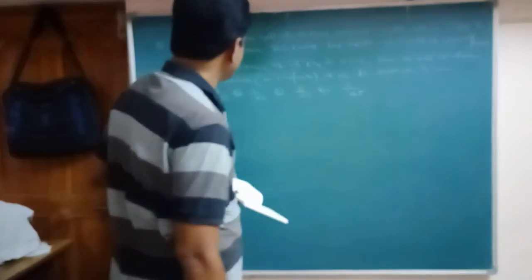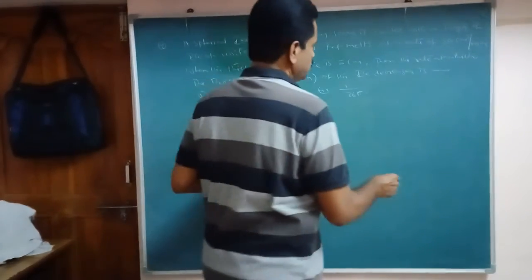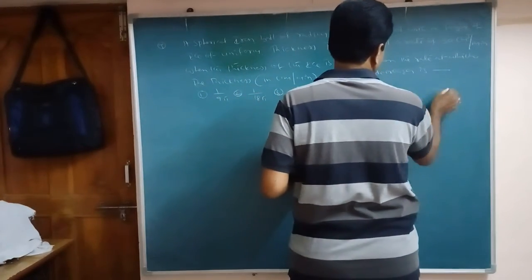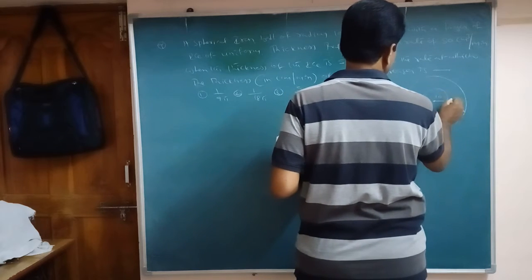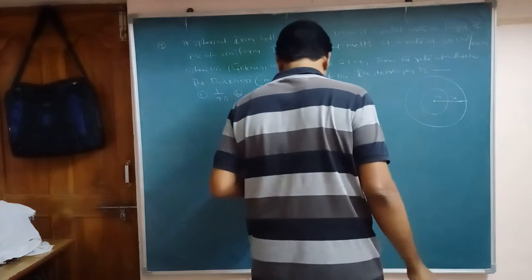So what is the iron ball? A spherical iron ball means it is a sphere, and it is coated with what here? Ice. So it is 10 centimeters, and the thickness is x.